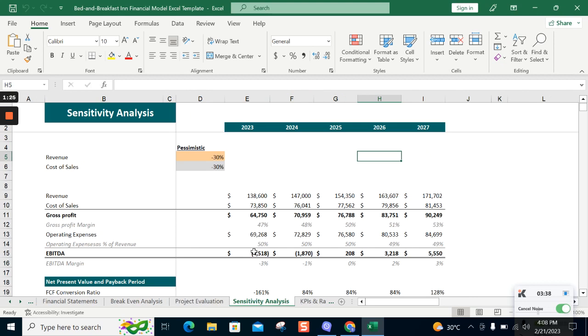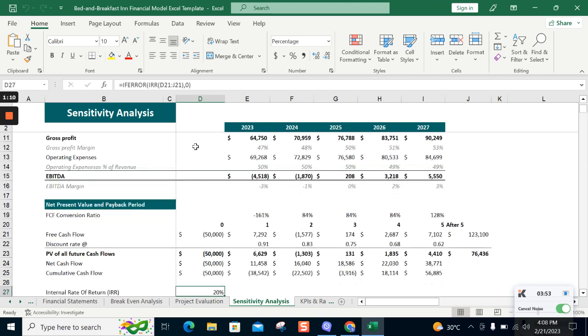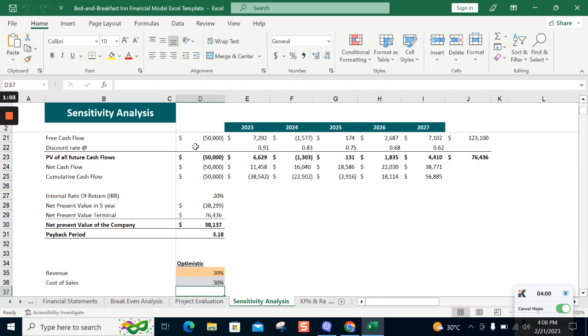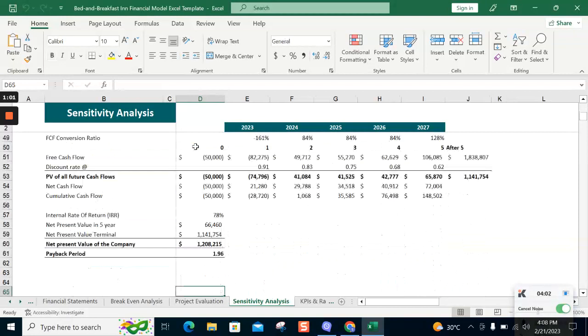The sensitivity analysis estimates the company's income statement heads, net present value, and the payback period when the revenue and cost of goods sold are changed while keeping the same expense plan. The sensitivity analysis is done in two ways, pessimistic. So through pessimistic, your payback period will be 3.18 years, and optimistic, the payback period will be 1.96 years.